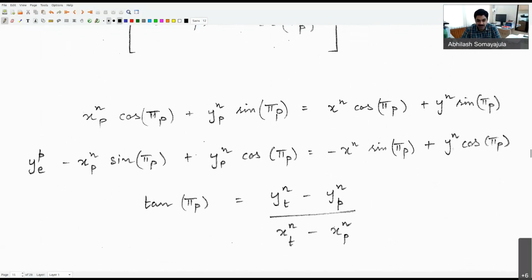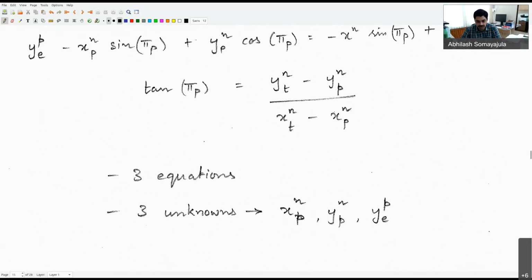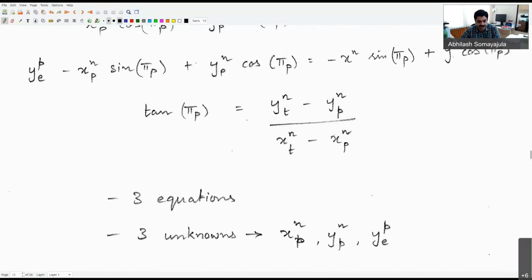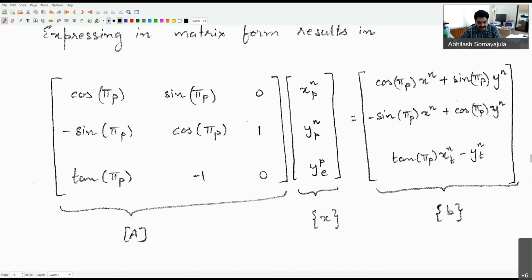If I expand these equations out, what you will find is that we end up with a set of three equations relating three unknowns. What I don't know is the location of the origin point of the path tangential frame, and I also don't know the cross-track error. I can solve these three equations to get the location of that origin point as well as the cross-track error itself. Expressing them in matrix format, we can do this. Notice that here you need to know pi_p, the slope of the line joining the reference point to the target.